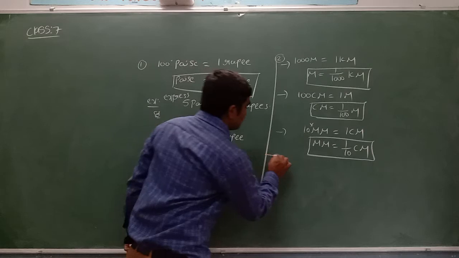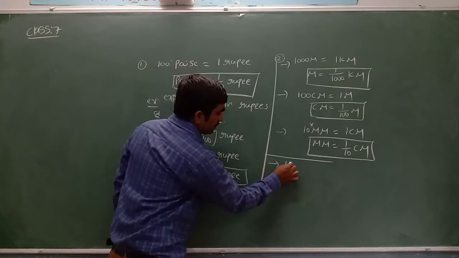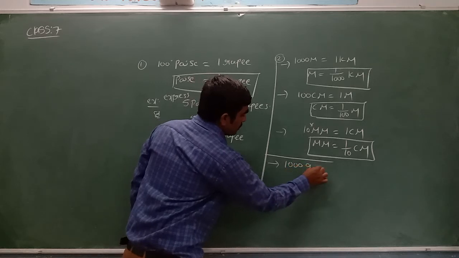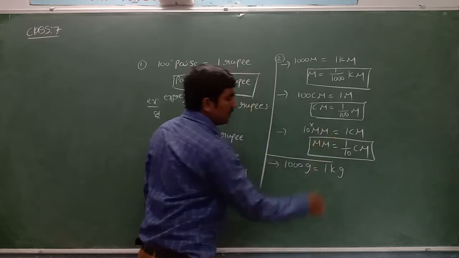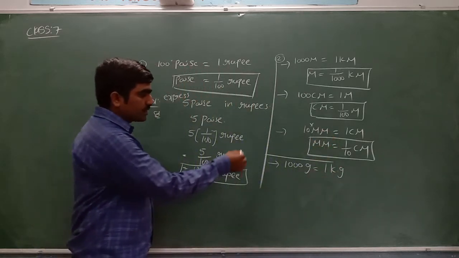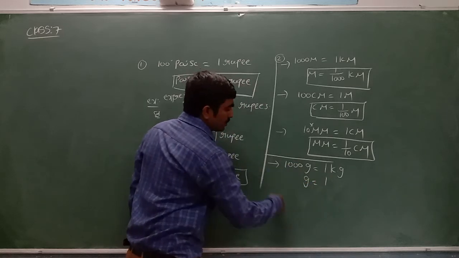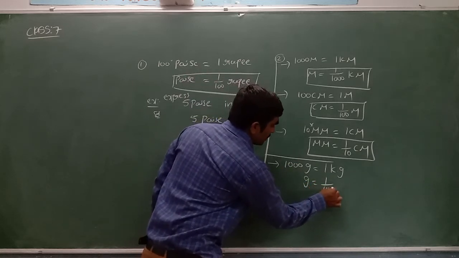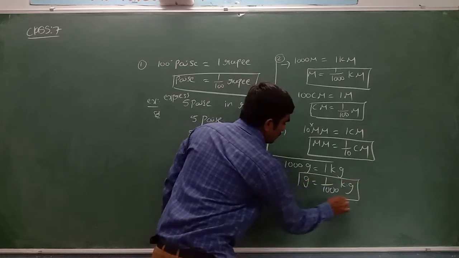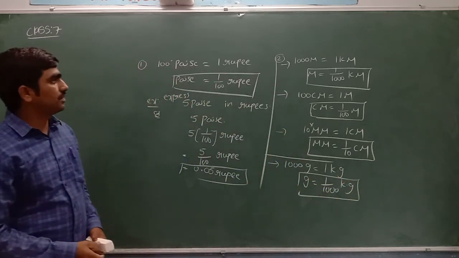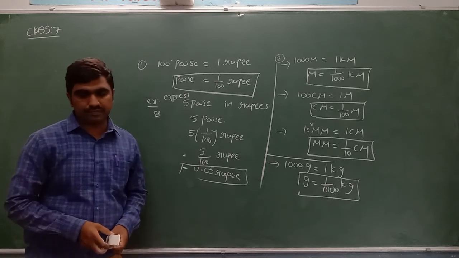Then similarly, you know the relation between grams and kg. 1000 grams is equal to how many kg? 1 kg. Yes, 1 kg is nothing but 1000 grams. If I want to express grams in terms of kg, 1 gram is equal to 1 by 1000 kg, dividing by 1000. Hope you understood. Based on this, we start the exercise problems now.